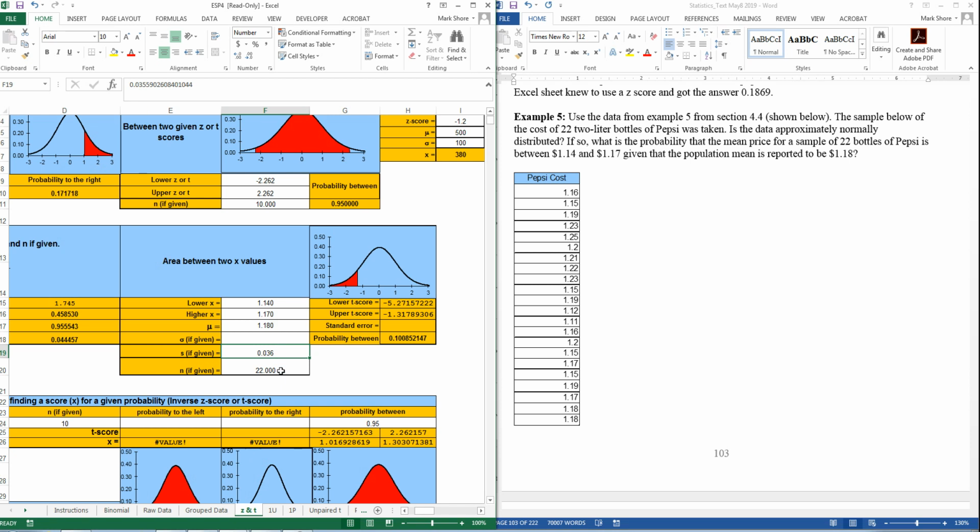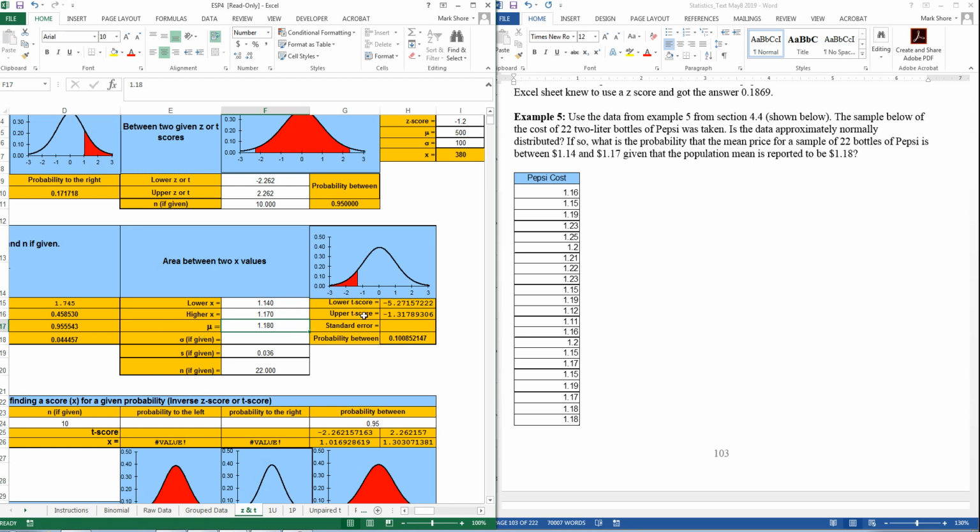Then put in your sample size. It was said that there were 22 bottles of Pepsi here, or you could count them up, and there are 22, so put that in here for the N. And it says the probability that the sample mean price of these is between $1.14 and $1.17. So your lower X bar value is $1.14 and your higher is $1.17. And it says given that the population mean is $1.18, so put your $1.18 right here for the mu. And then it works it out.